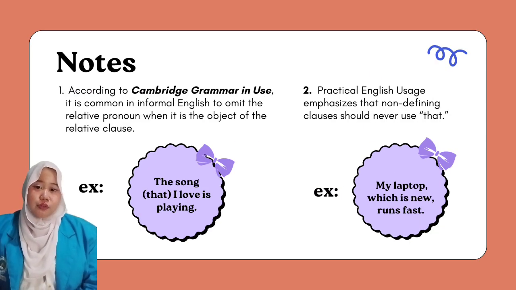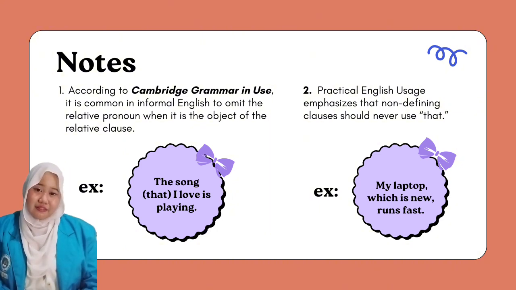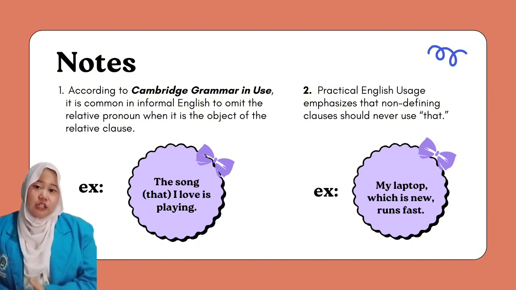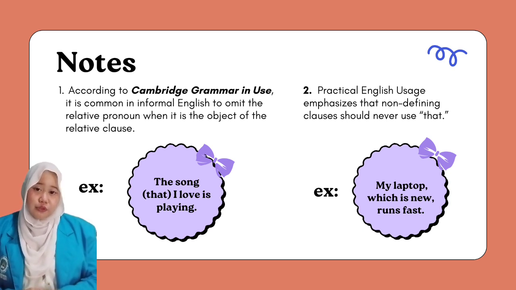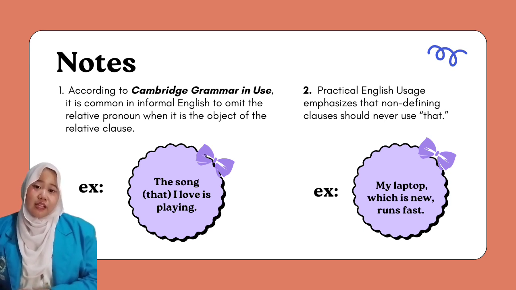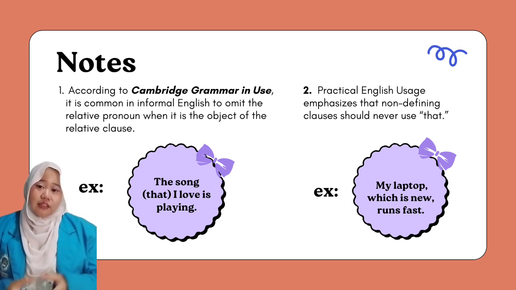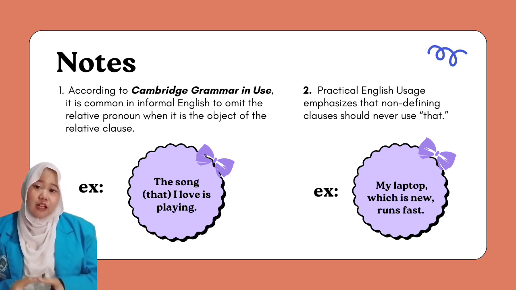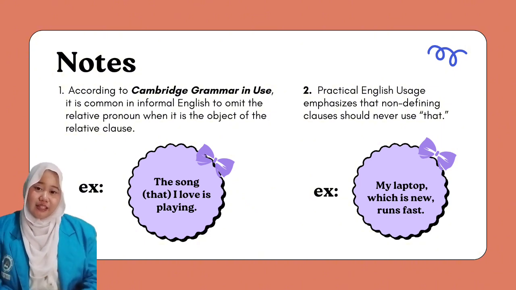Now let's move on to advanced notes from grammar references. According to Cambridge Grammar in Use, it is common in informal English to omit the relative pronoun when it is the object of the relative clause. For example, "The song I love is playing." Here, "that" can be dropped because it's the object of "I love." But remember, in formal English or writing, it's better to include it.